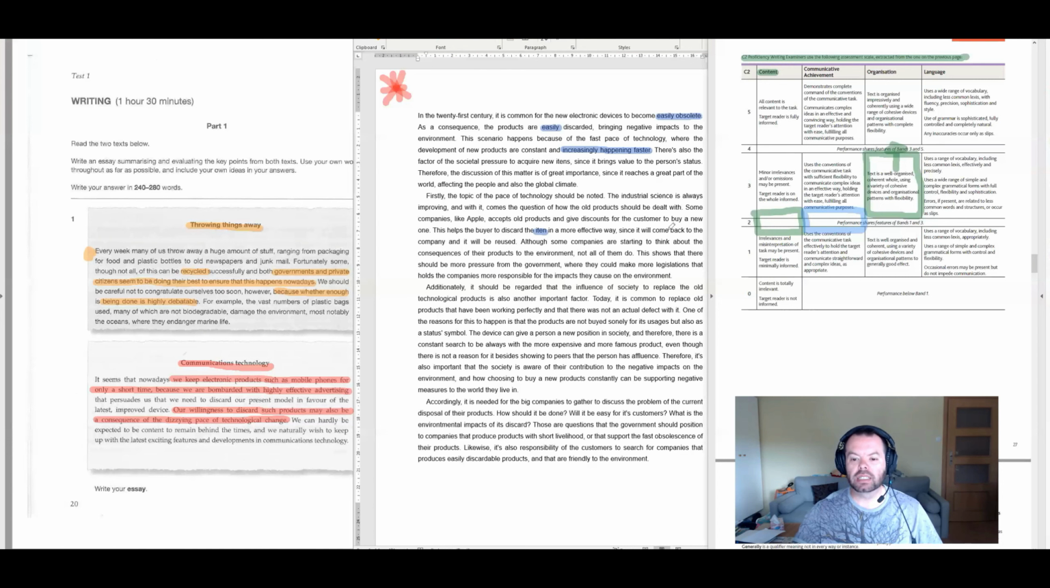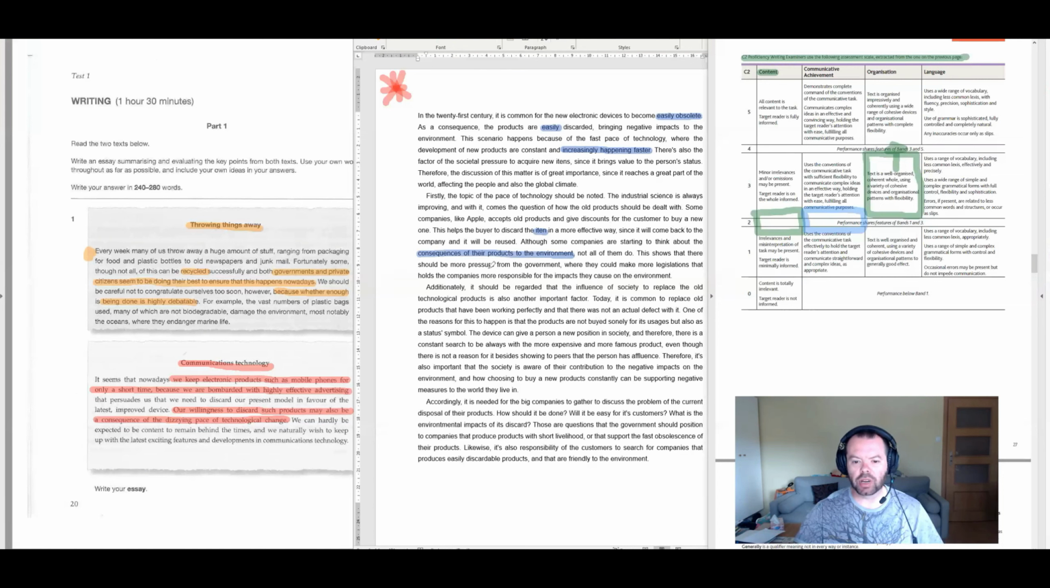In a more effective way, since we'll come back to the company, it will be reused. I'm not sure if that's actually true, but we'll leave it for the language side. Although some companies are starting to think about the consequences of their products to the environment, not all of them do. Do we think of that? Consequences of their products to the environment? I think here we've got the idea, so it communicates, but I'm not sure if it communicates effectively.